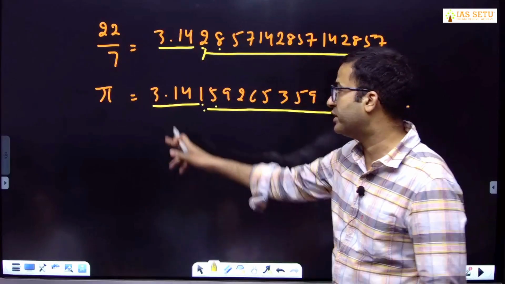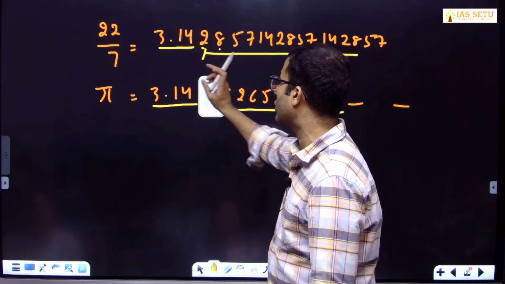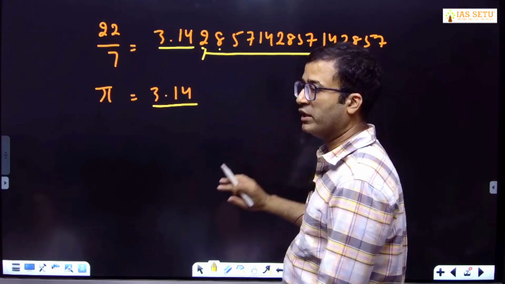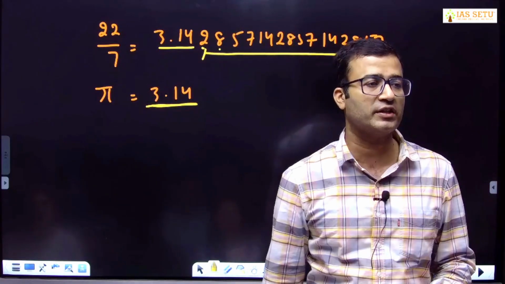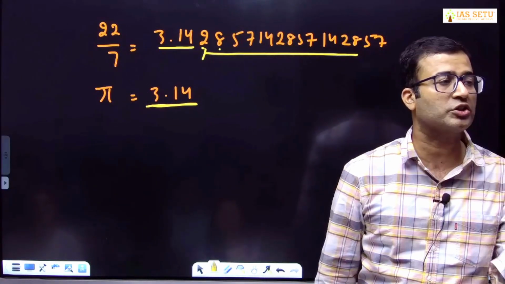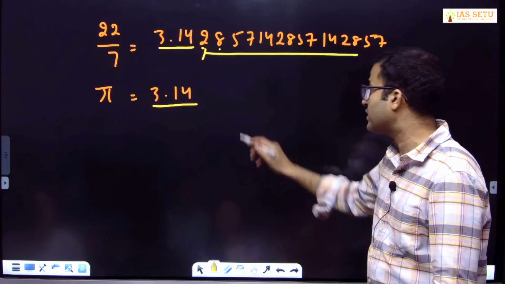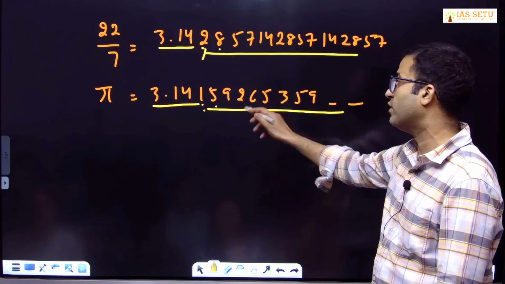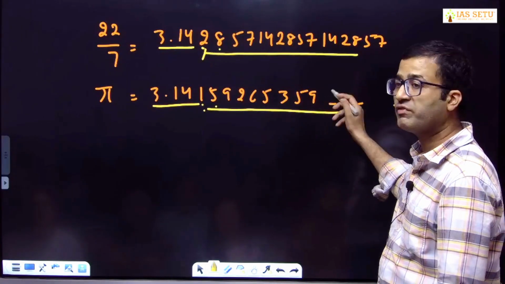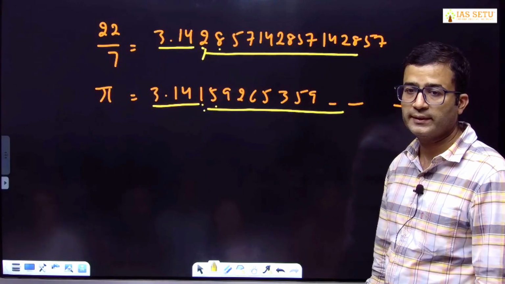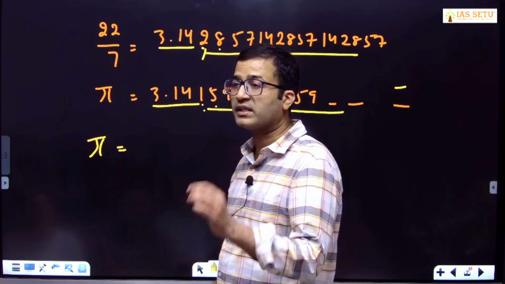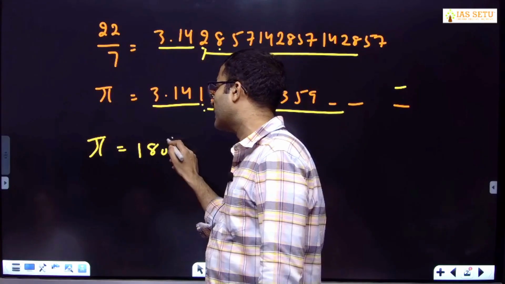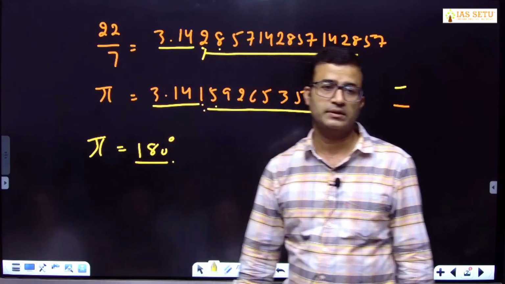And when we take the value of pi as 3.14, it means you ignore all the other values, you approximate your value. You are taking only 2 digits after the decimal, but the value of pi is not 3.14, the value of pi is 3.1415925359 and so on. I tell you what is the exact value of pi. The exact value of pi is 180 degree.